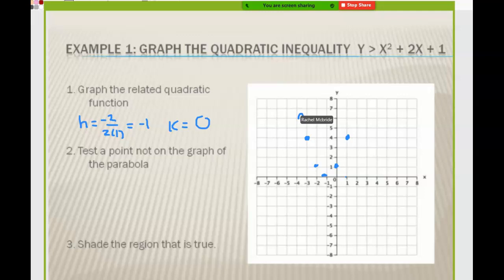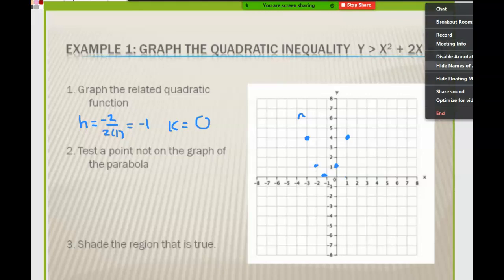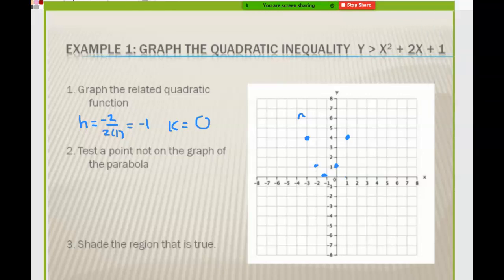Now, this inequality is greater than, but not equal to. So you can see that up here. If the inequality is greater than but not equal to, that means that my graph of my quadratic is dashed.